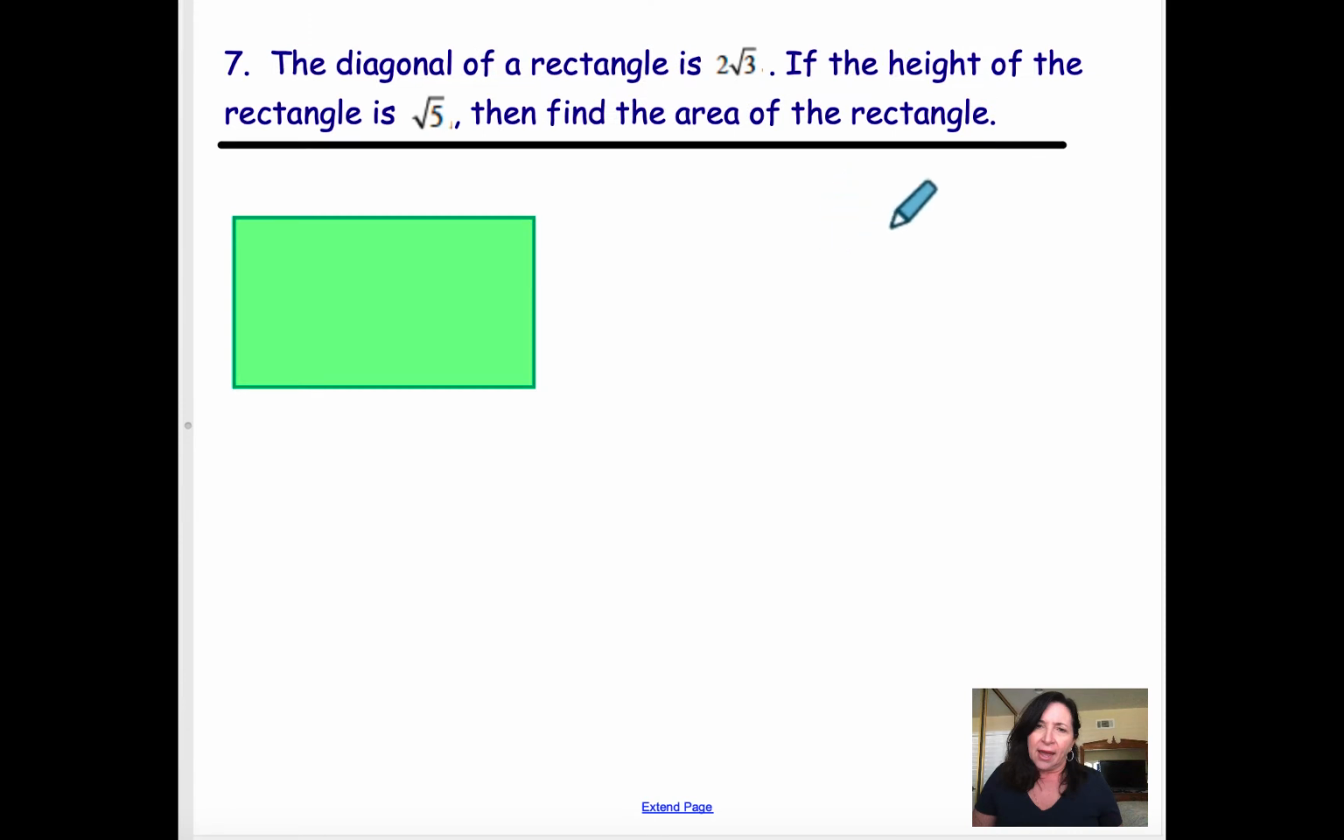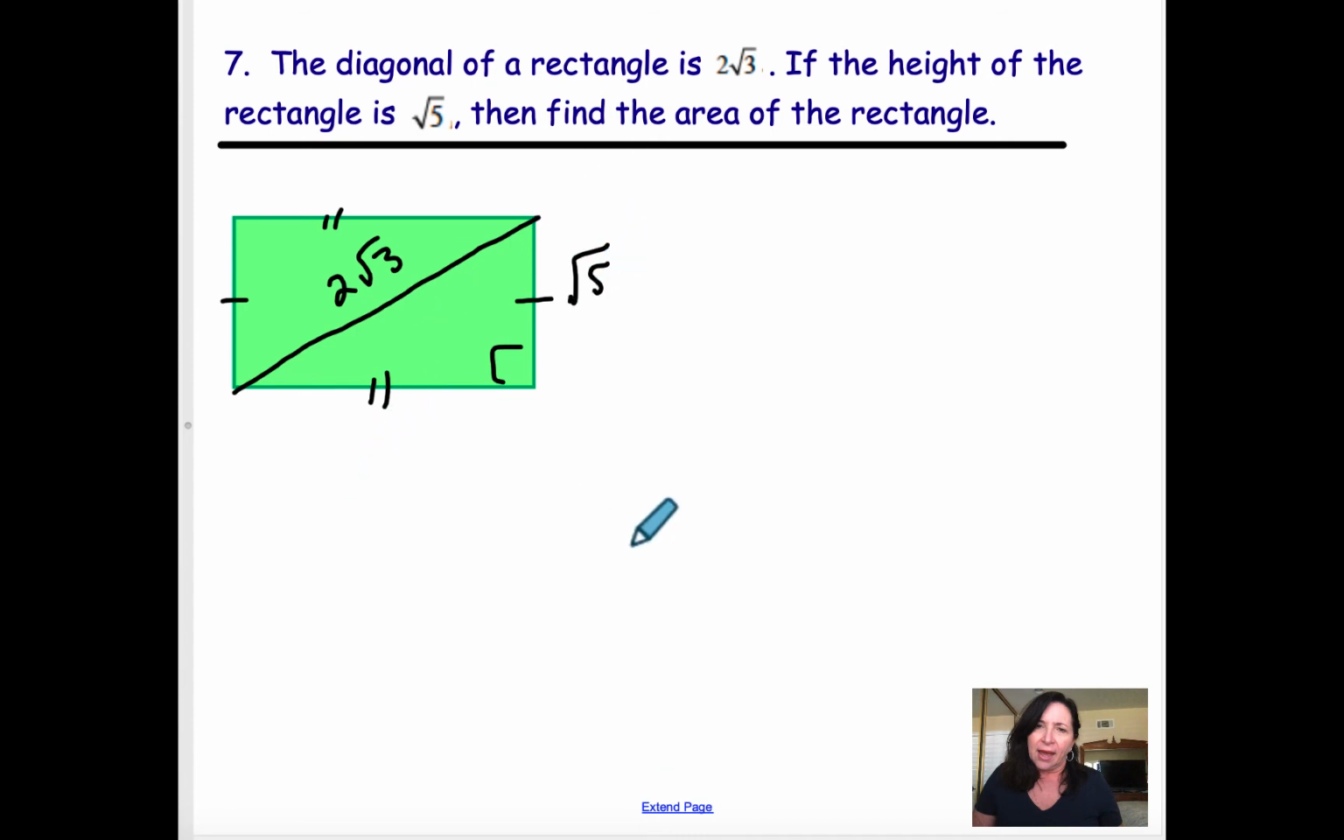The diagonal of a rectangle is 2 root 3. So we've got this diagonal we know is 2 root 3. The thing about a rectangle is that opposite sides are congruent, and that's congruent to that, but it is a right triangle. The height is root 5. Your job is to find the area.